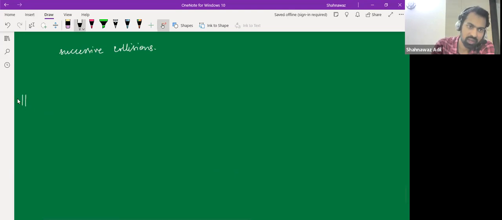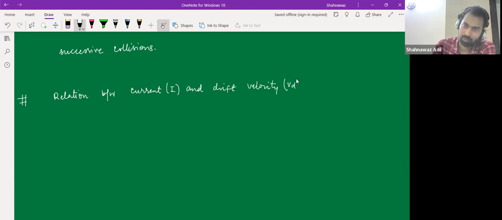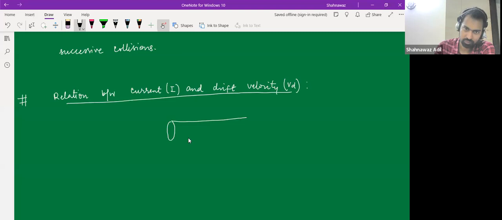Okay, so now we have a relation between current and drift velocity. So we have a conductor, and we have some delta Q charges. The charges are moving with velocity Vd in time delta t.